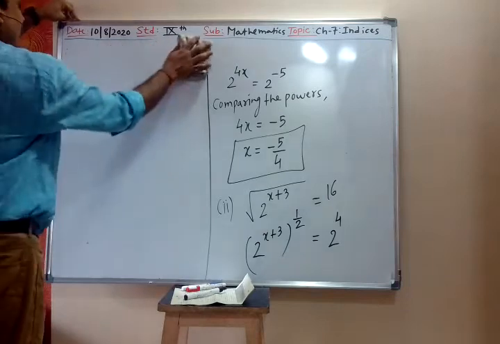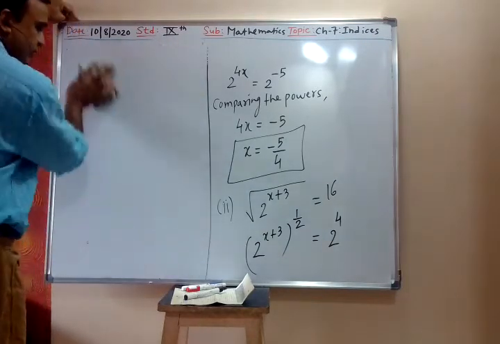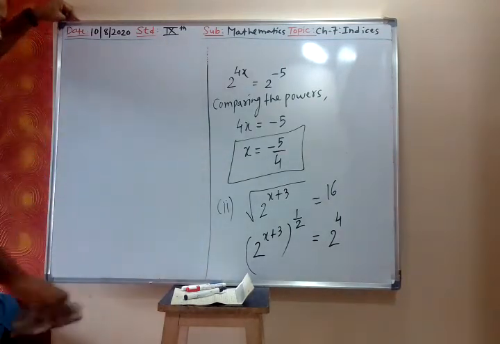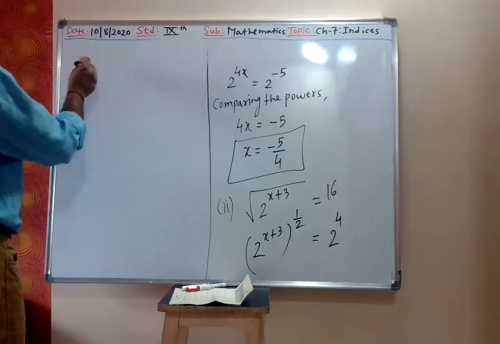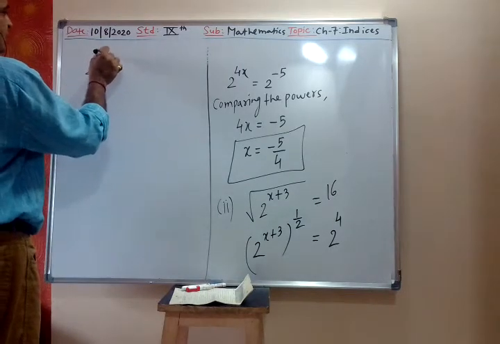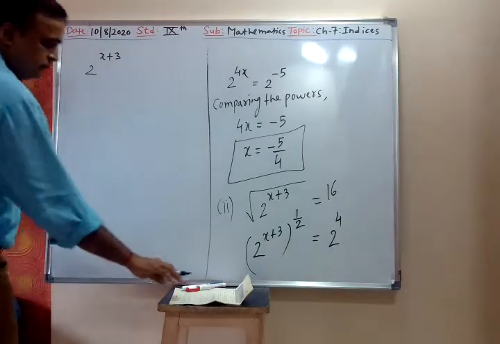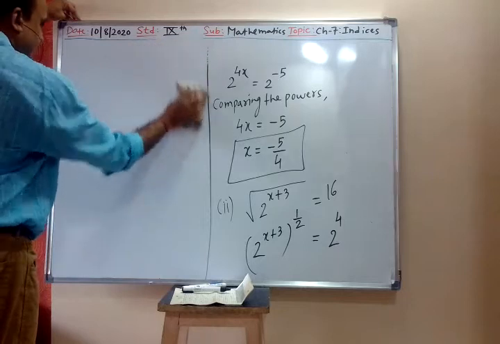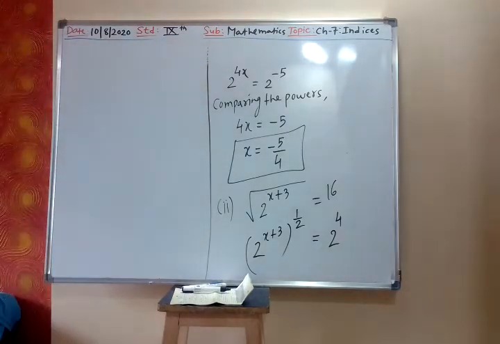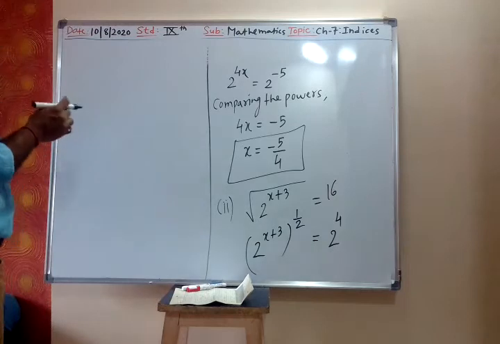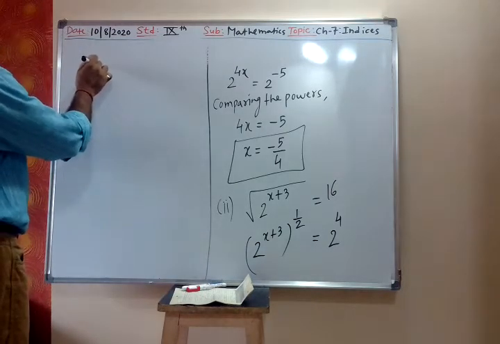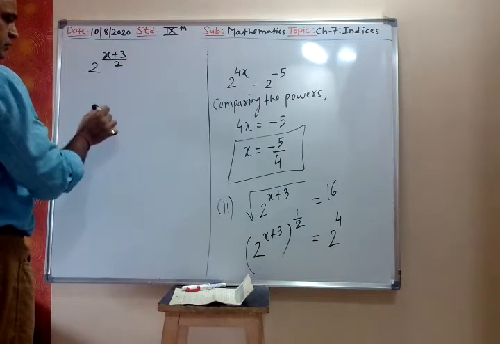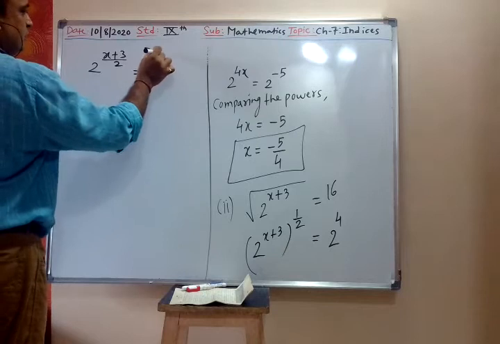2 raised to x plus 3 into 1 by 2 will be 2 raised to x plus 3 by 2. So that is 2 raised to x plus 3 upon 2 is equal to 2 raised to 4.